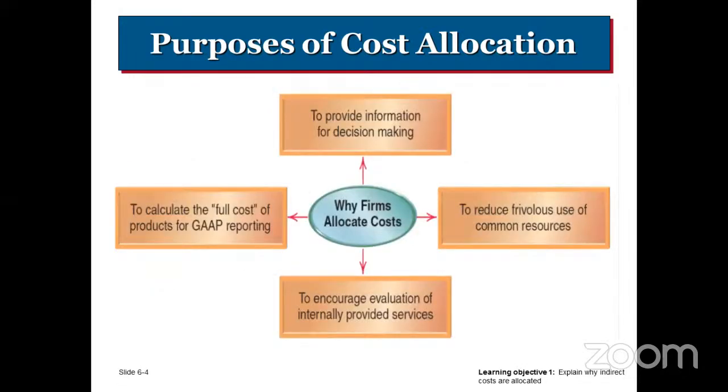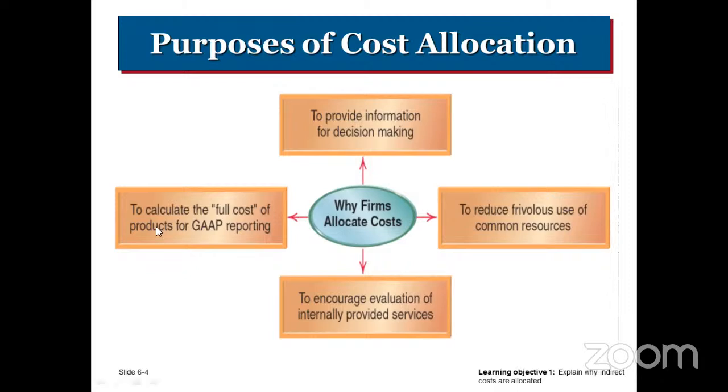So you see the summary of why we need to do the cost allocation: to provide information for decision making, to reduce the frivolous use of common resources, to encourage evaluation of the internally provided services. It's very true. Later we go into detail why we say that. To calculate the full cost of product for GAAP reporting.